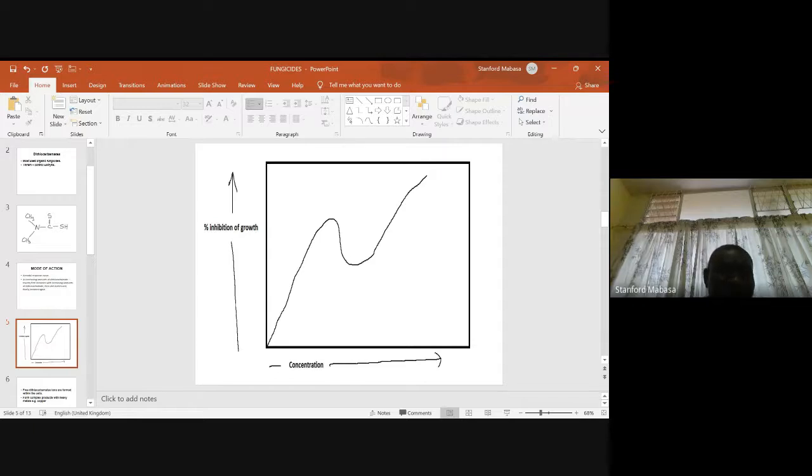So most of the fungicides in this group are well known for this bimodal response curve. If you are increasing the concentration, first there's an increase followed by a decrease and another increase in the inhibition of the growth of probably a fungus. So that characteristic pattern is a kind of their mode of action.